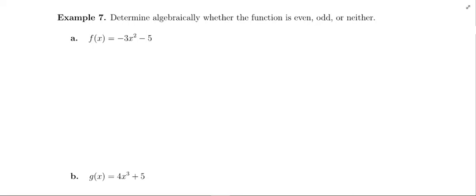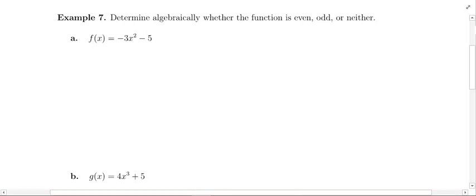Example 7. Determine algebraically whether the function is even, odd, or neither. So in this example, we have three different functions that we have to algebraically determine whether the function is even, odd, or neither. So this is nothing more than a flashback to section 2.1. We're doing an algebraic test for symmetry.